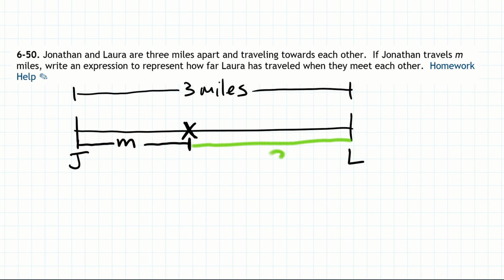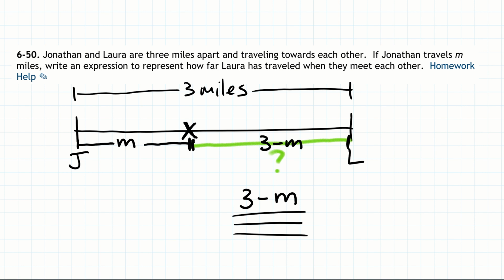But the question is, what's an expression that represents how far she has to travel? And you can see I do not need to introduce a new variable. I'm not going to say, well, she's traveled n. I'm going to use the two things I have and write an expression using that. Well, the total distance is 3 miles, and if I take away from that the distance that Jonathan travels, which is m, I get an expression that represents how much she traveled. And so her distance right here from here to here is going to be 3 minus m miles. So whatever Jonathan didn't travel, she's going to travel.